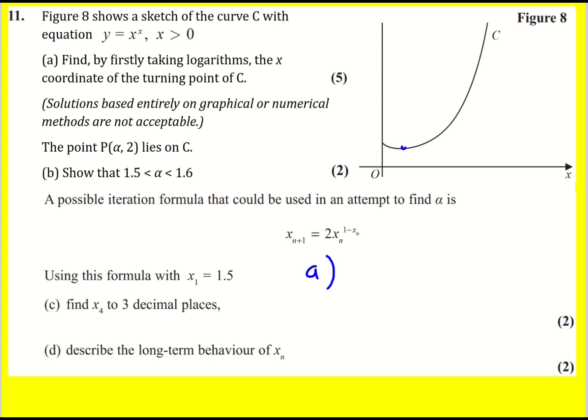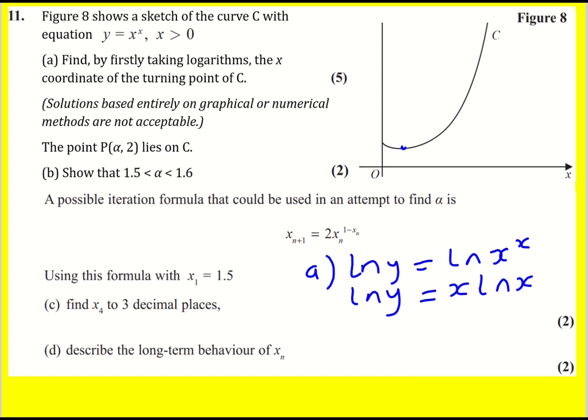Here it is, when we're being asked in part A to find it. But we're asked to firstly take logarithms. That means actually take ln of both sides. So ln y will be ln x to the x. Then I can bring that x down so it becomes x ln x. And what we can now do is differentiate both sides with respect to x.